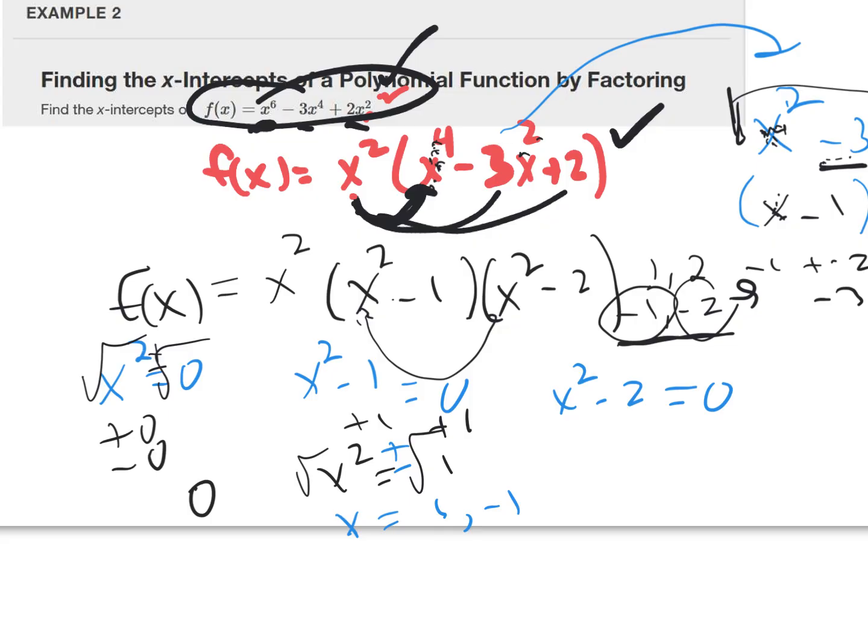Let's do this one here. Plus 2, x squared is 2. Square root both sides.